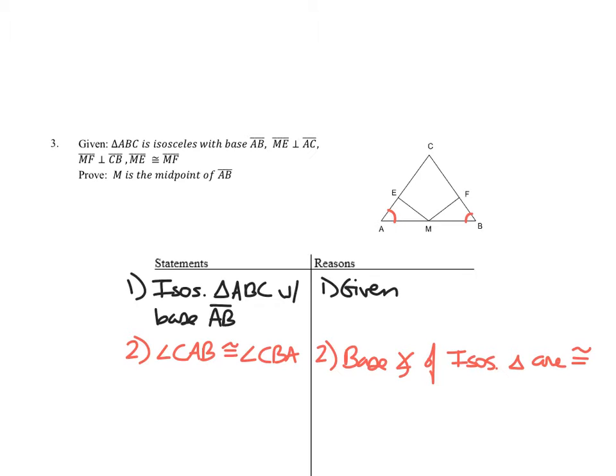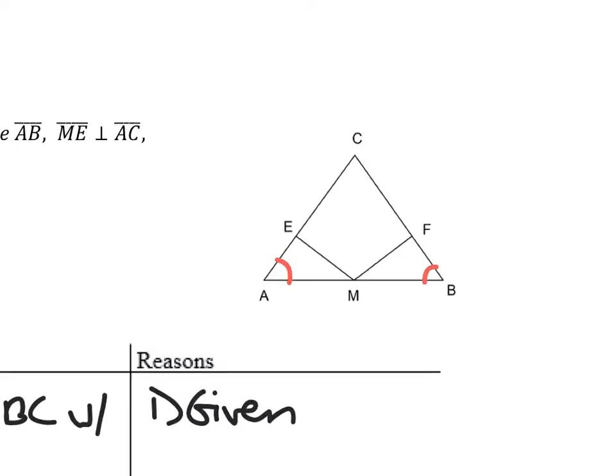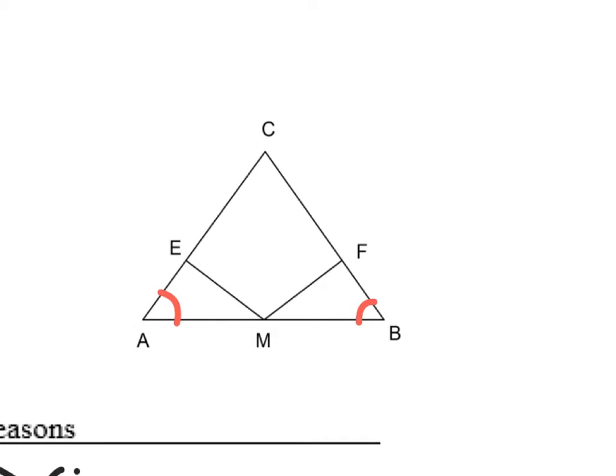All right, so now let me address the perpendicularity part of it. ME perpendicular to AC, and MF and CB, same deal. So given ME and AC, MF and BC. Basically the ones that look like they're perpendicular, which often is the case. Almost always is the case. All right, little eyelash.